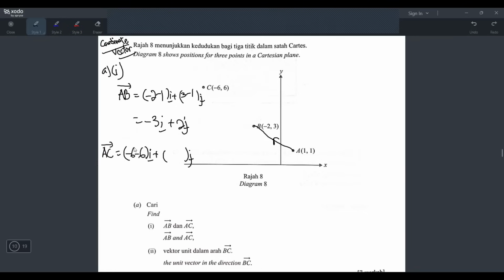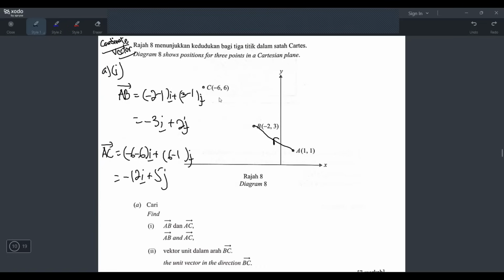Coefficient I, and I vector represents the horizontal punya pergerakan. And then take C minus A, but Y minus Y, so 6 minus 1. So now you get negative 12I plus 5J. It means this is the coordinate vector from A to C. It means going left 12 times and then going up 5 times, right?